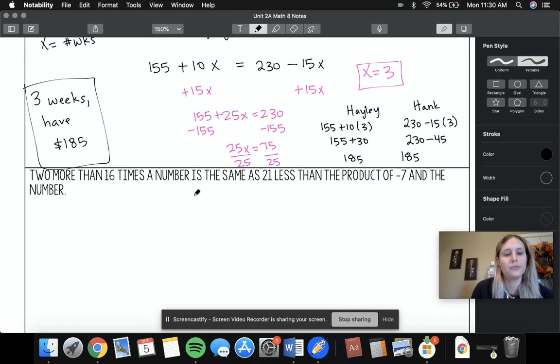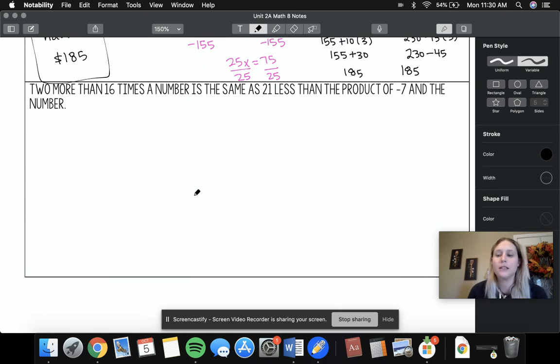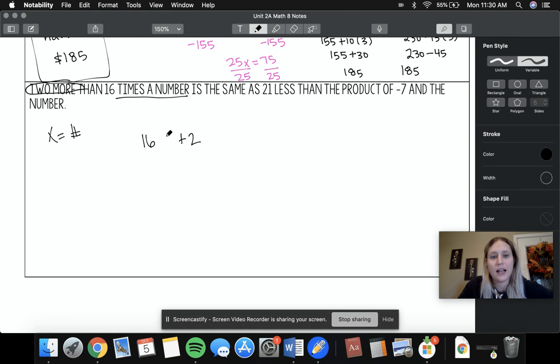All right, this final one is again a very literal problem. 2 more than 16 times a number is the same as 21 less than the product of -7 and the number. So we don't know this number, so we're going to say x is the number. Okay, 2 more than 16 times a number. So 2 more, when I think of more, I think of adding to something. So I'm going to have adding 2 more, then 16 times this thing. So 16 times x. It says is the same as, so that means equal to, 21 less than the product of -7 and the number.